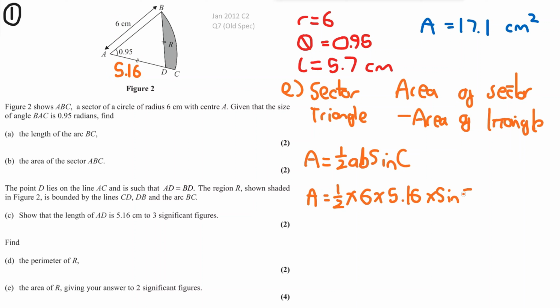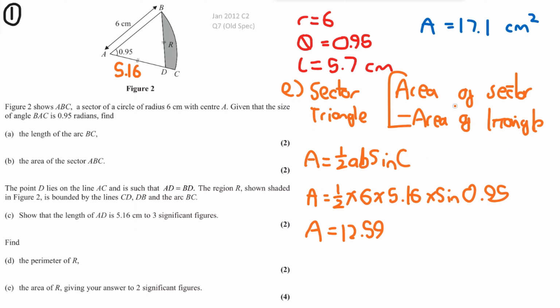sin of 0.95. Whenever you get two sides and the angle in between, you should be thinking about, you can figure out the area of the triangle, or you can use the cosine rule. So in this instance, we need the area of the triangle, and if you put this into your calculator, you get a value of 12.59. So that's the area of the triangle.